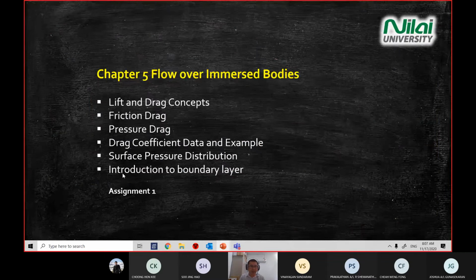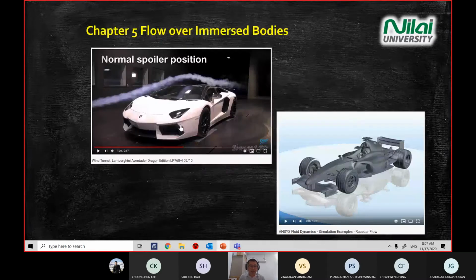These are the main points that we're going to go through in chapter 5. First the lift and drag concept, and then inside drag we'll look at friction drag, pressure drag, and what the drag coefficient is. Then we'll look at pressure distribution and what the boundary layer is.